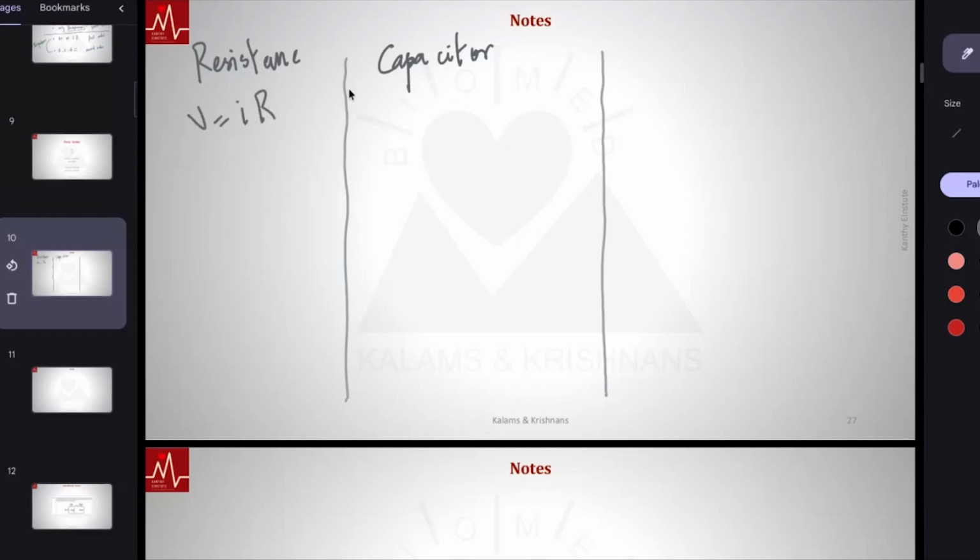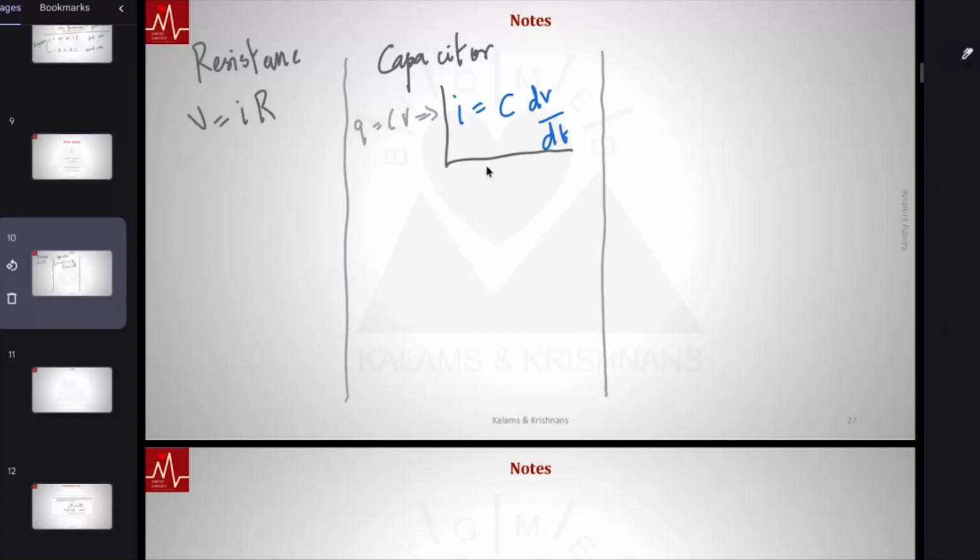What is the equivalent relation for a capacitor? How are voltage and current related for a capacitor? I is C dV by dt. You can use Q as CV and differentiate both sides to arrive at this. dQ by dt is current I, Q is charge, and charge in a capacitor is CV. So if you differentiate that, you get this. Current and voltage are related. Again, this is something all of you have seen: I is C dV by dt.